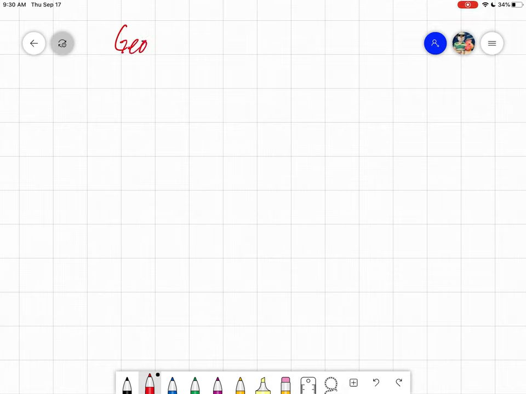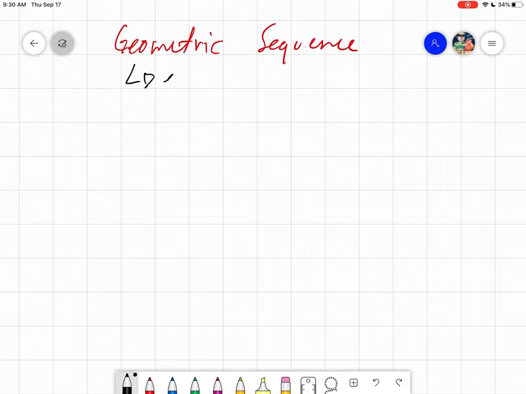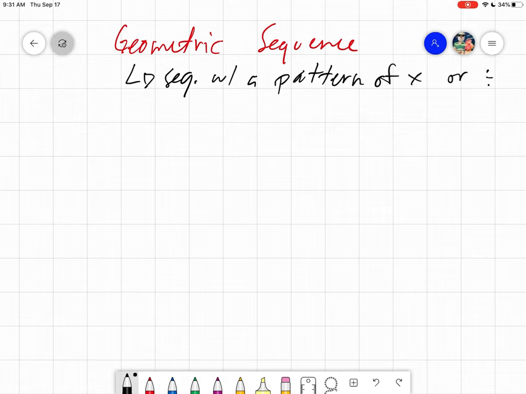Today we will be discussing geometric sequence. Okay? So basically po, geometric sequences are simply sequences with a pattern of multiplication or division. Okay, so ganun lang po yung geometric sequence. May pattern lang na multiplication or division. And that specific pattern is called the r, which is also known as the common ratio.